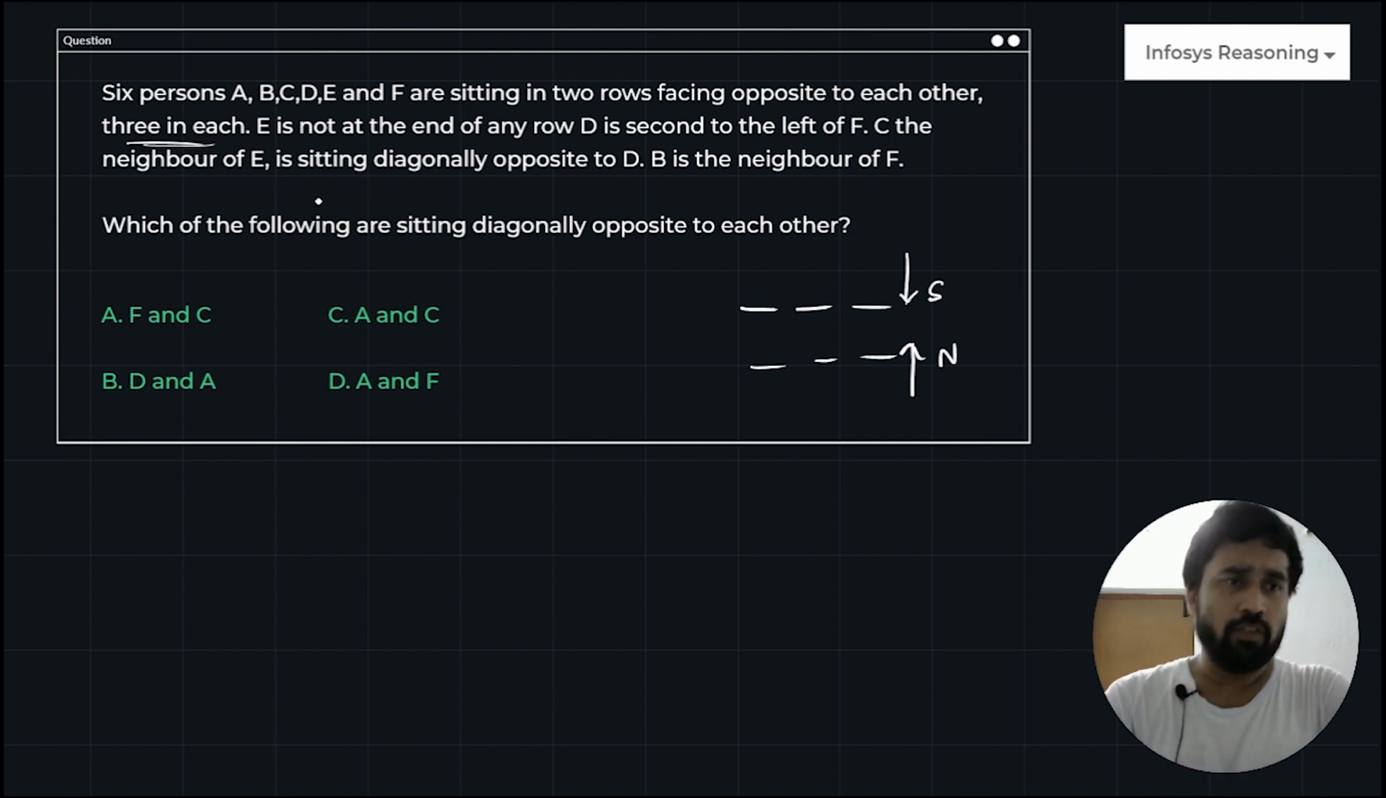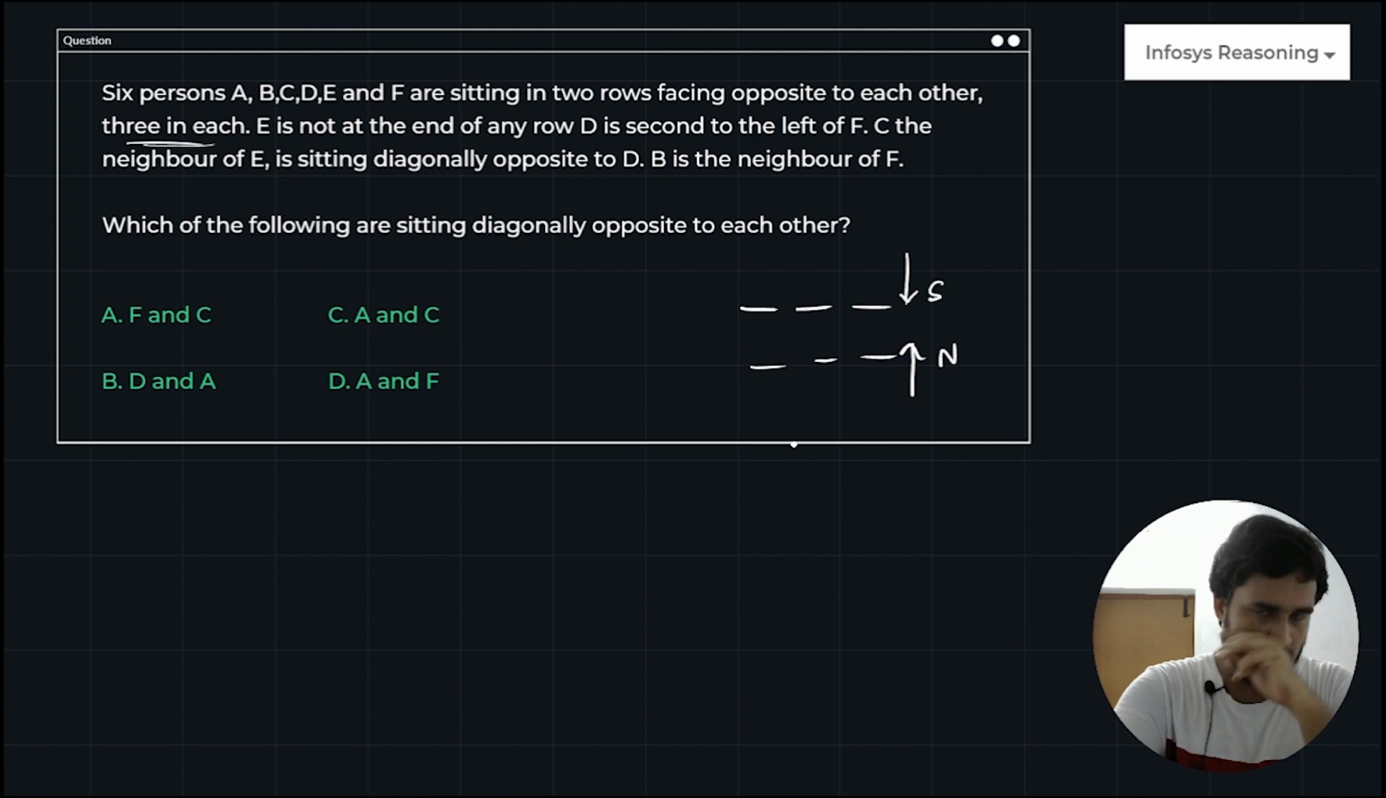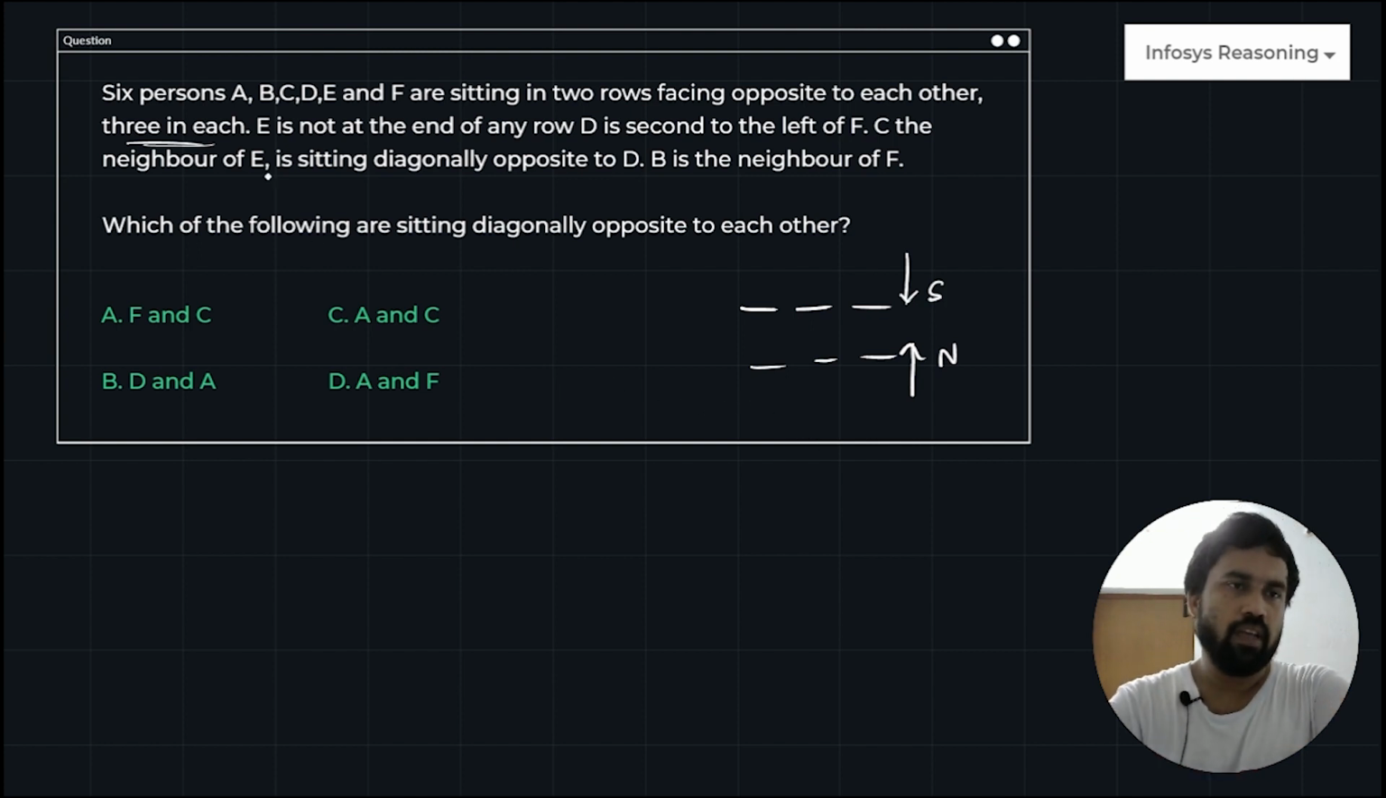So just look into the information now, how to insert those people into these 2 rows and what questions they are asking, we will see. E is not at any end of the row, so E will never be on any end of the row. And D is second to the left of F. So we don't know whether D or F are sitting in the north directed people or south directed people, right?